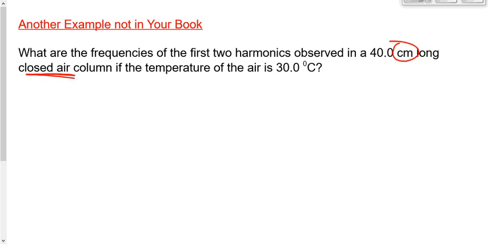A closed air column is an air column that is open at one end and closed at the other. It's like the water bottle. When I blow across the top of a water bottle, this is a closed air column. Open at one end, closed at one end.